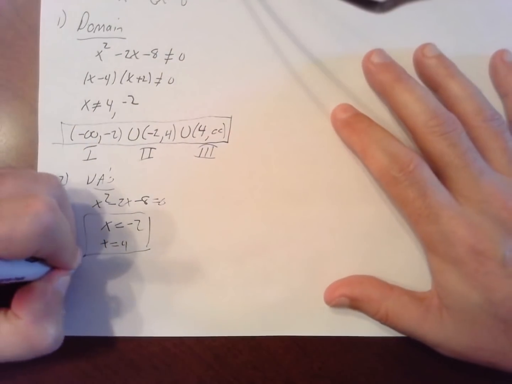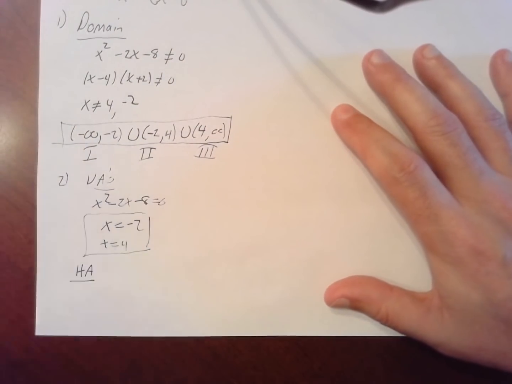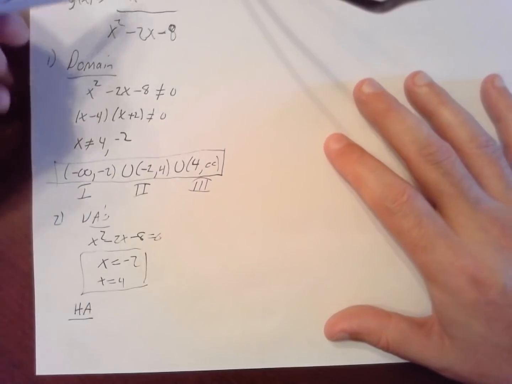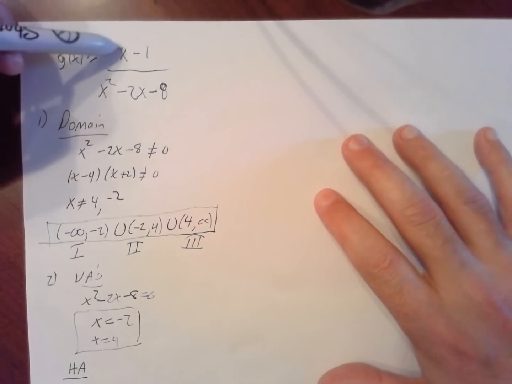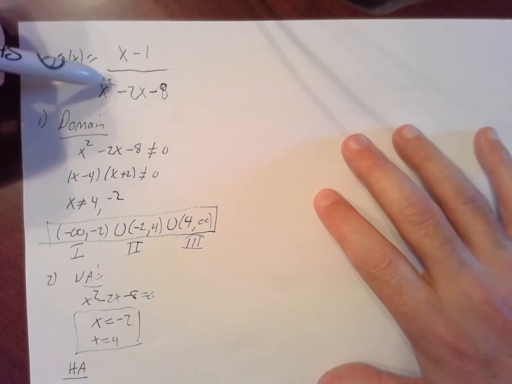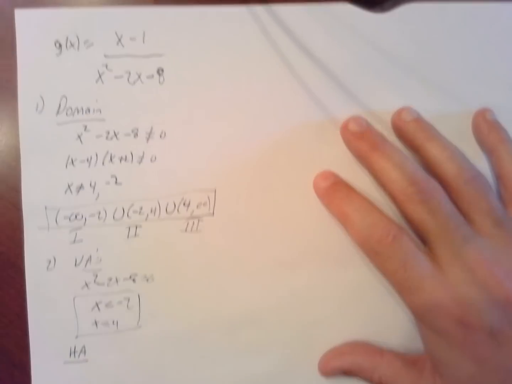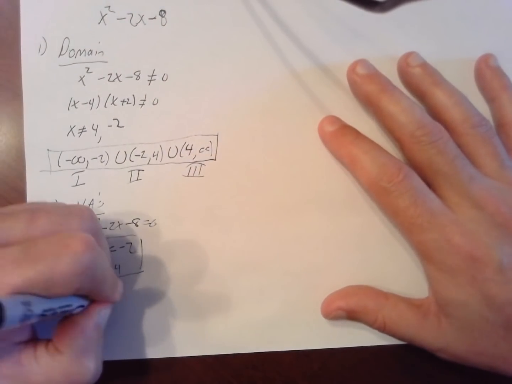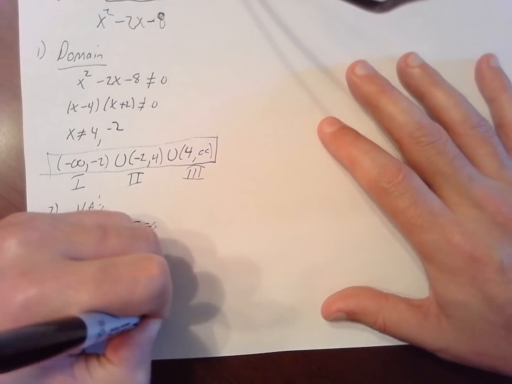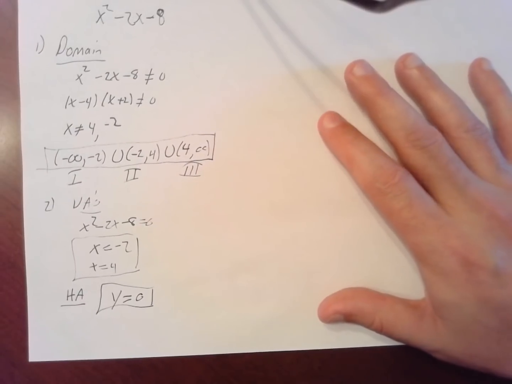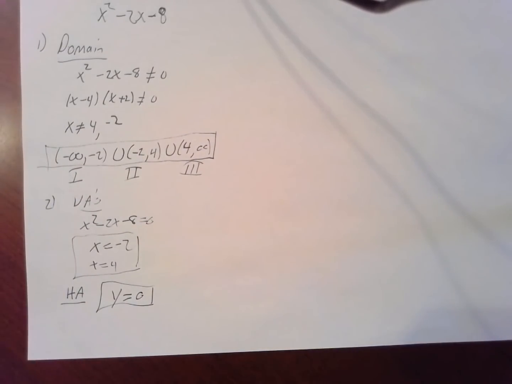Okay, horizontal asymptote. We look at the degrees. Degree of the top is 1. Degree of the bottom is 2. The bottom wins. When the bottom's bigger, there's nothing to do. The answer is y equals 0. Circle it and move on. When the bottom's bigger, you get y equals 0. I've got some information now. I'm going to put this on my graph. I'm going to start graphing immediately.